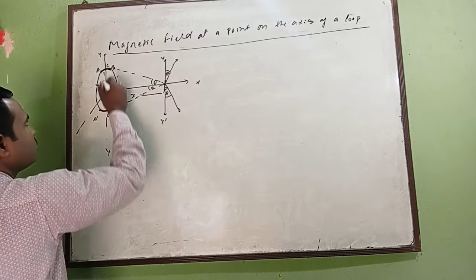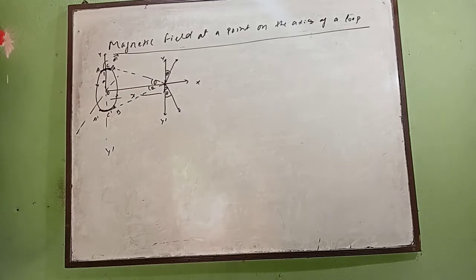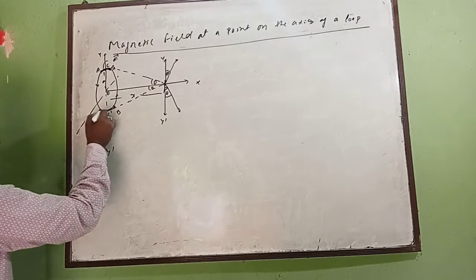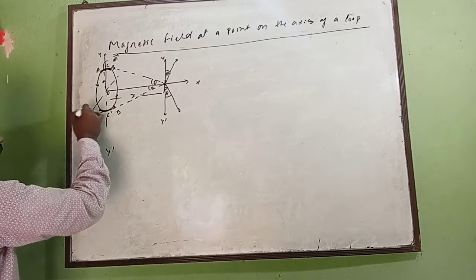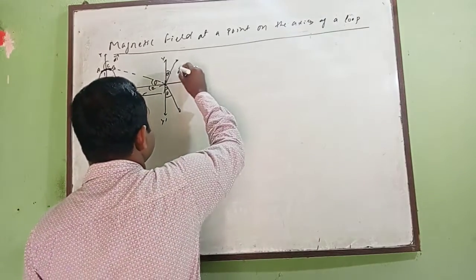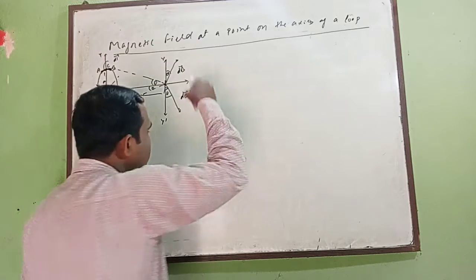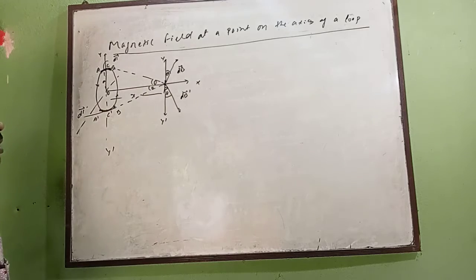This is the elementary portion having elementary length DL. So here will be DL dash. Is it clear? Okay, very good. And now here will be DB, and this will be DB dash, because this is downwards. And the magnetic field you can find out.